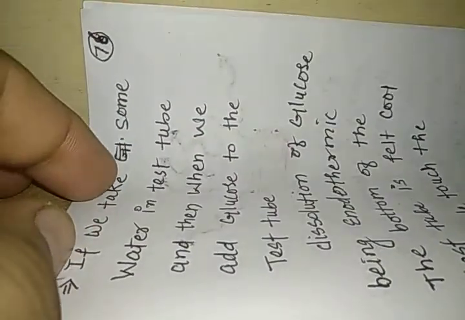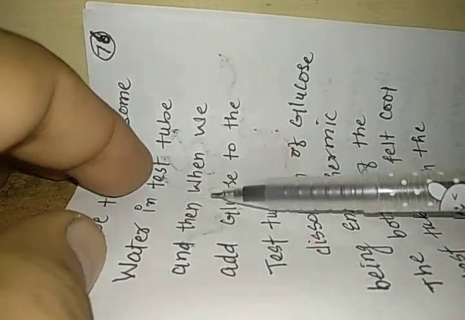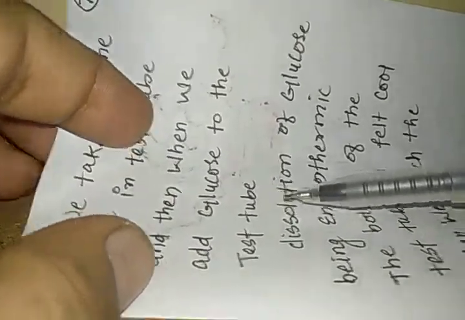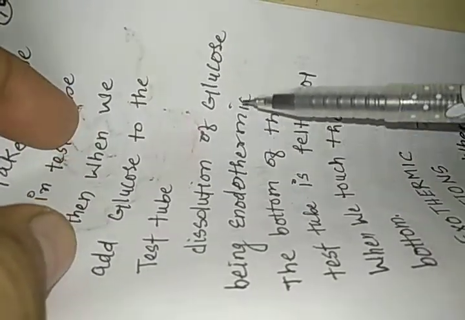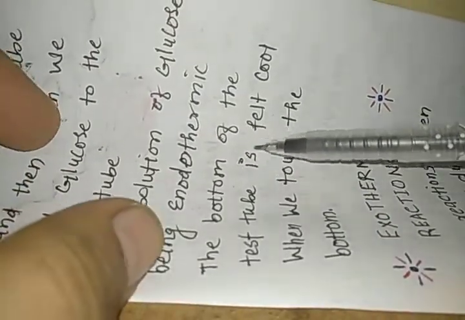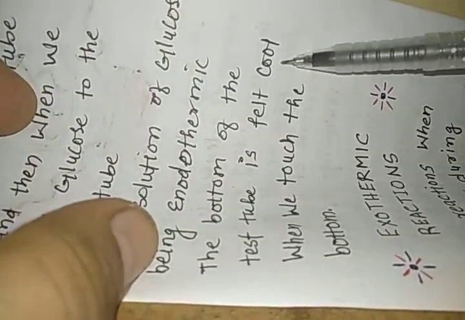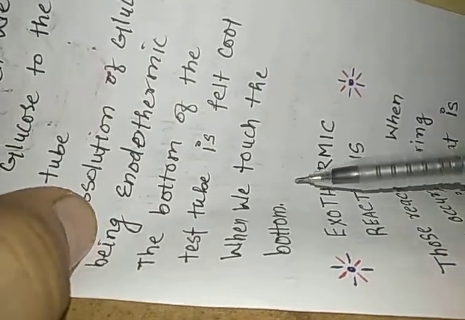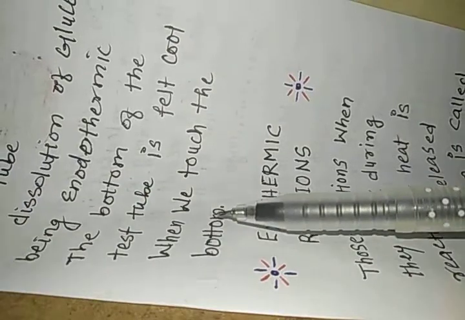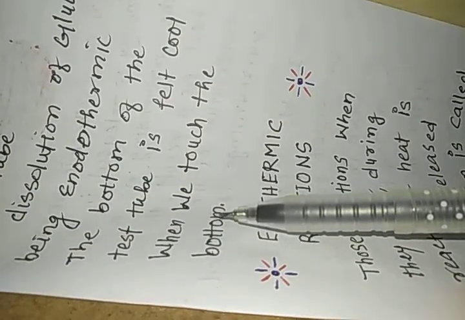If we take some water in a test tube and then add glucose to the test tube, dissolution of glucose being endothermic, the bottom of the test tube is felt cool when we touch the bottom. This is another example of endothermic reaction.